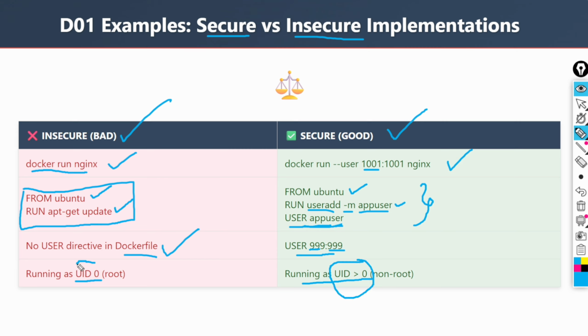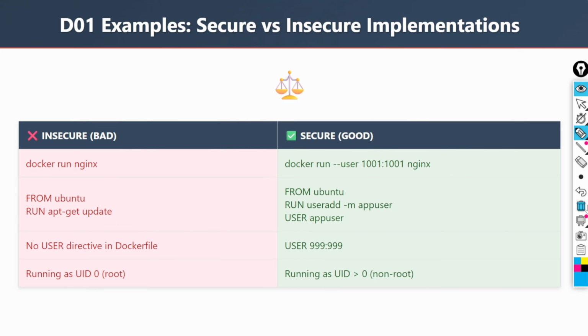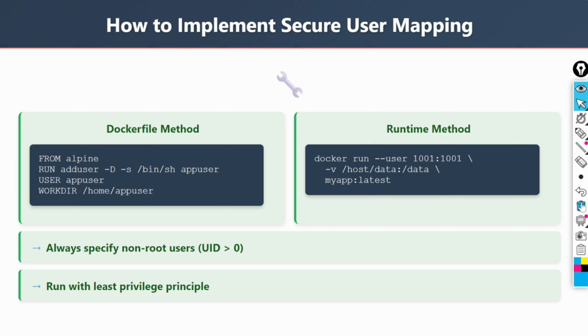If you see here, UID is equal to 0. That is the difference here in this insecure and secure way. Moving to the next slide, we are going to talk about how to implement secure user mapping. There are two methods: one is the Dockerfile method and one is the runtime method.